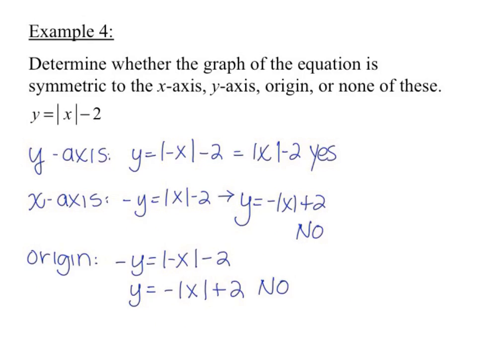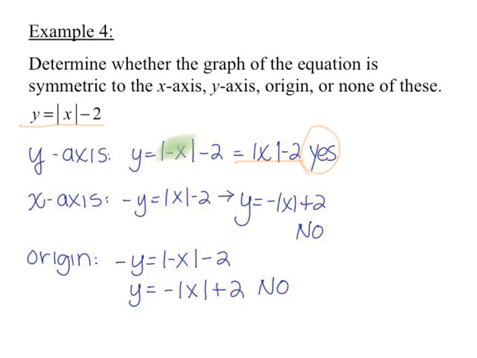Now we have an absolute value of x plus 2, or x minus 2. So if we replace x with negative x, the absolute value of negative x is the same as the absolute value of x. So yes, that is the same. We're comparing it again back to our original. So yes, it has y-axis reflection. This is an absolute value graph, remember, is a V, and this one is shifted down too, so it's still sitting on the y-axis.